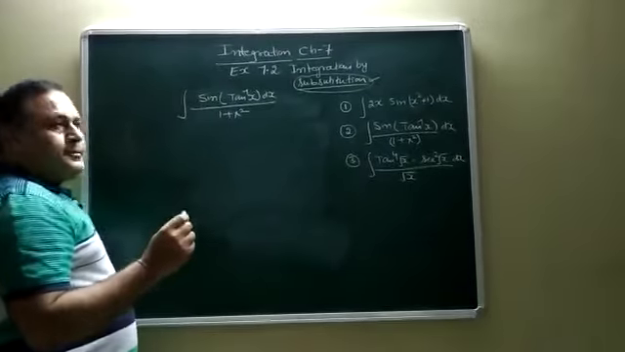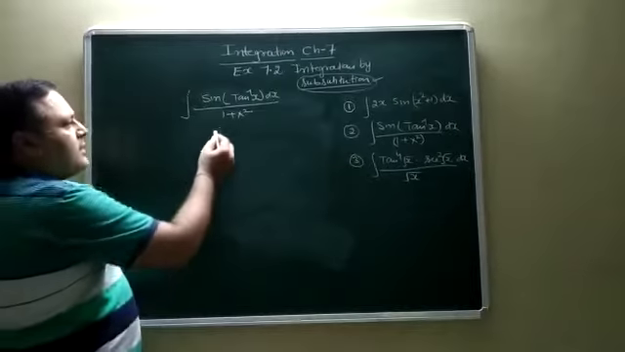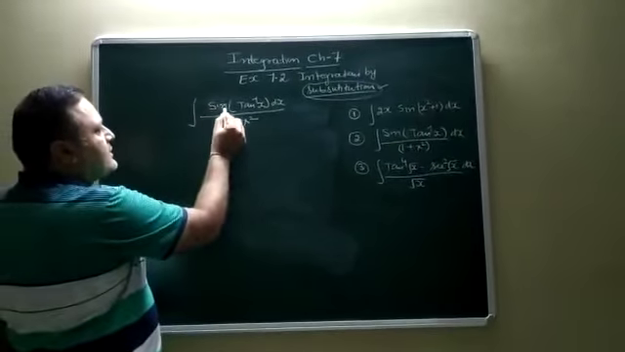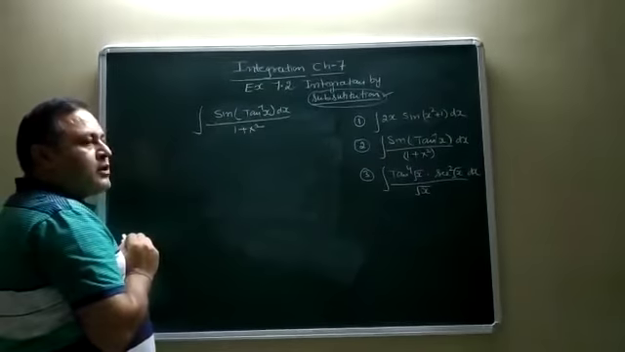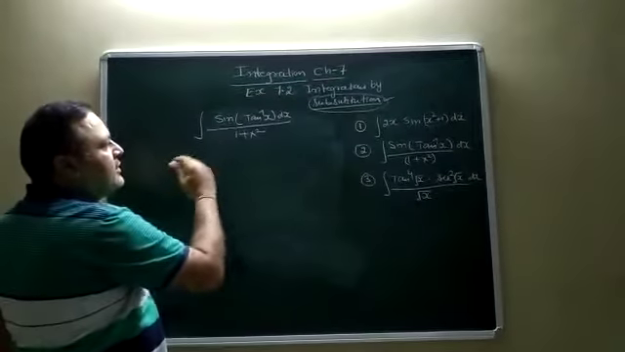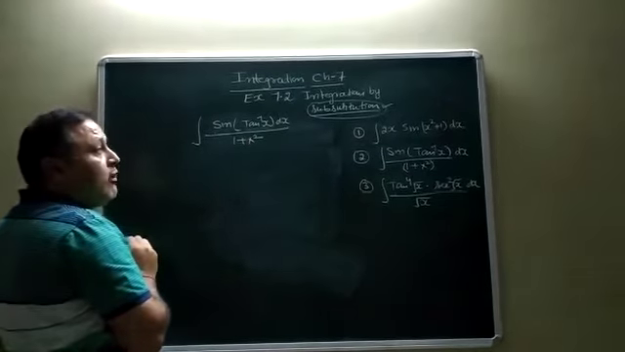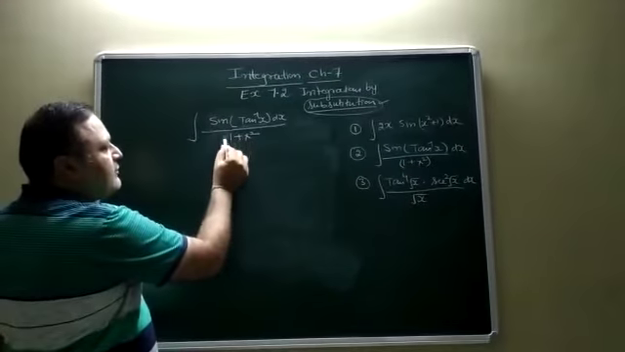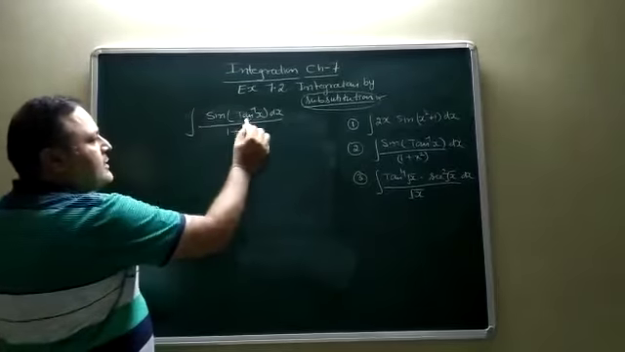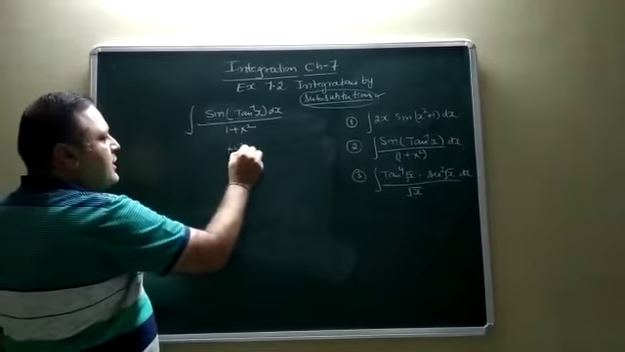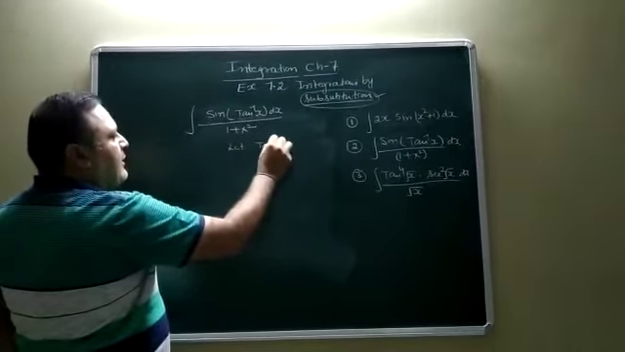Correct? See the second question. In this question, if you observe, this is the sine, its derivative is cos, which is not present here. If you observe here, tan inverse x, its derivative is 1 upon 1 plus x square, which is available here. So in this case, go for the substitution with tan inverse.